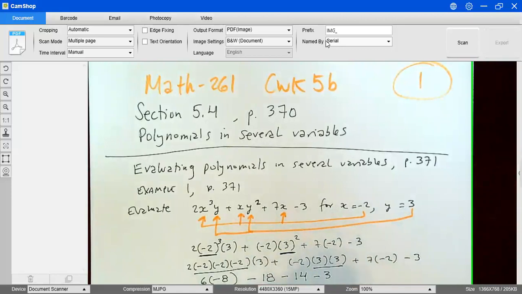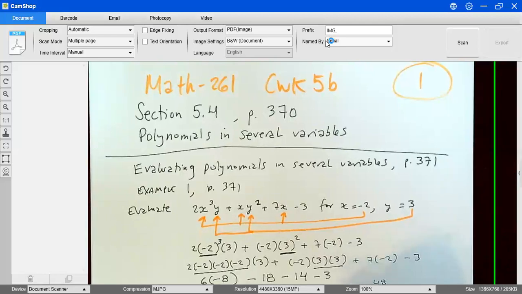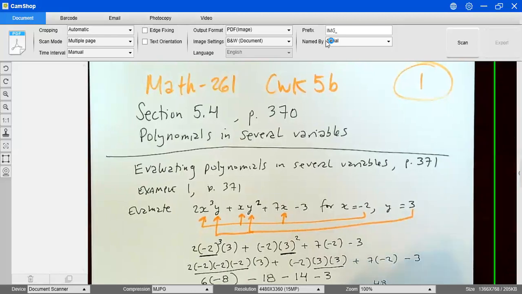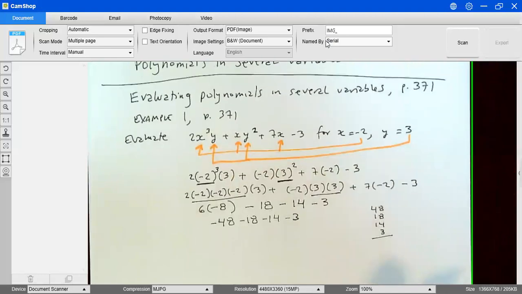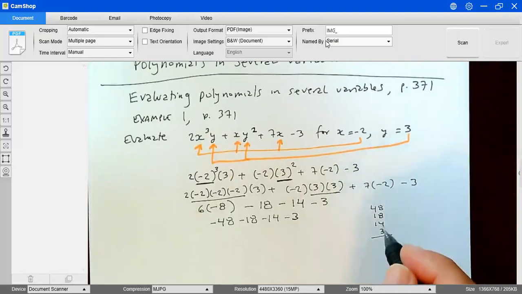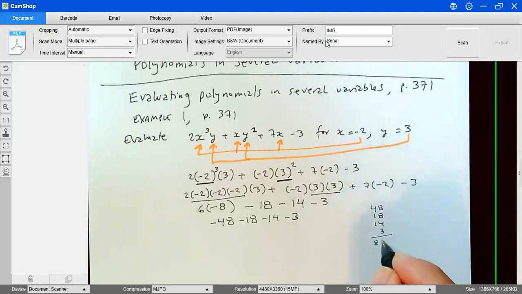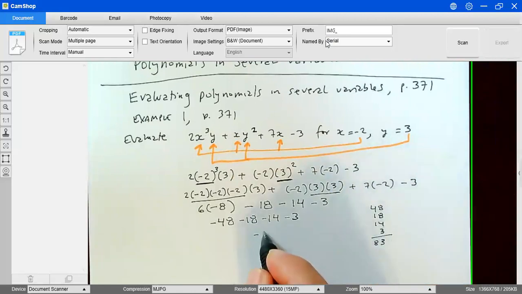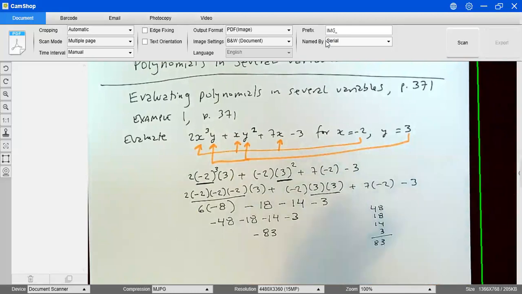So you are adding 4 numbers that are negative. So you just add 48, 18, 14, and 3. And you're going to get 83. So 83 with negative sign because all these numbers have a negative sign.